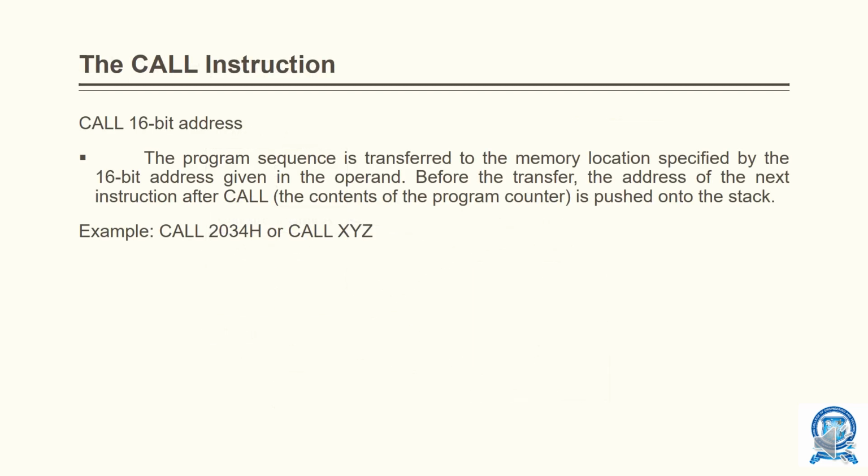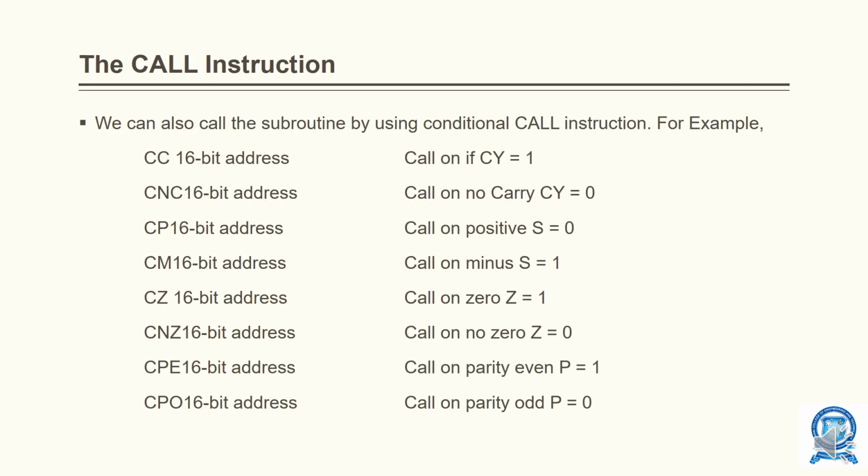The call instruction takes a 16-bit address. So this is how you can give it. This is the unconditional call, and there are conditional call instructions also. Let's discuss those. These are the conditional call instructions available in the Intel 8085 processor. Here I have tabulated all the call instructions, and the corresponding flag which indicates the condition is also noted.